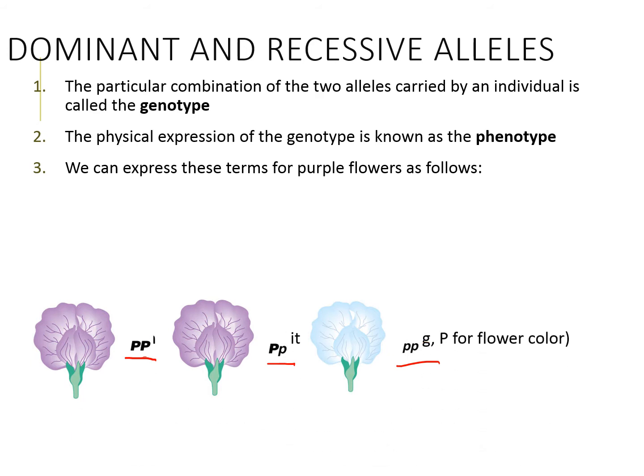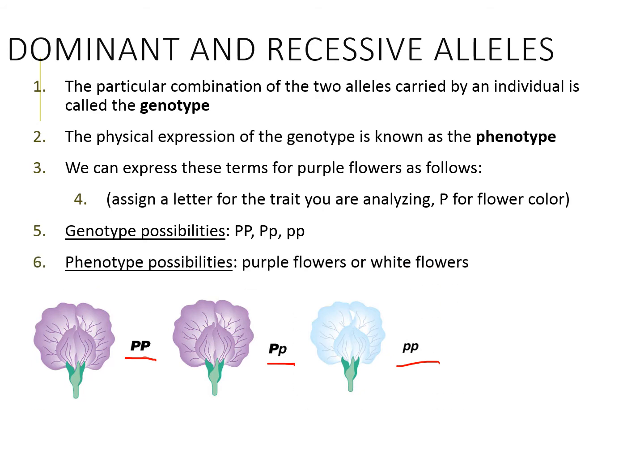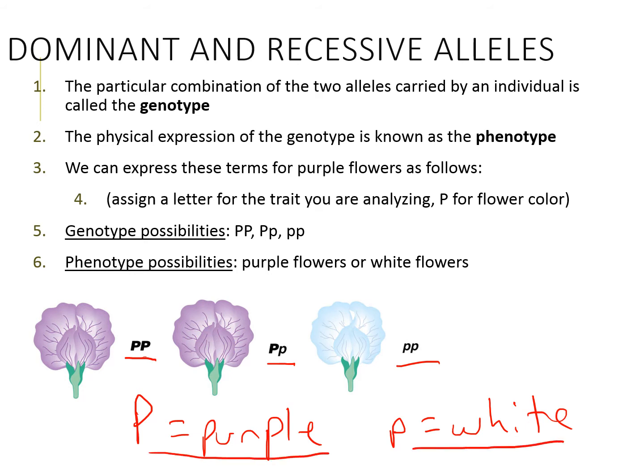We can express these terms for purple flowers as follows. Assign a letter for the trait you are studying. For example, we can choose a capital P for flower color. Genotype possibilities are, as I already said, big P big P, big P little p, and little p little p. Generally, we choose whatever the dominant trait is to be the capital letter. So we would say big P equals purple, and then little p equals white. We'd have to write out a code for the alleles, and then everyone's really clear. Big P equals purple, little p equals white, and then when they go in combination, we get the actual phenotype possibilities. So only when there are two of the white alleles, little p, is the flower color going to be white. If there's one of each, big P, little p, in this case, then it's going to be purple, and that's because purple is dominant to the white allele.